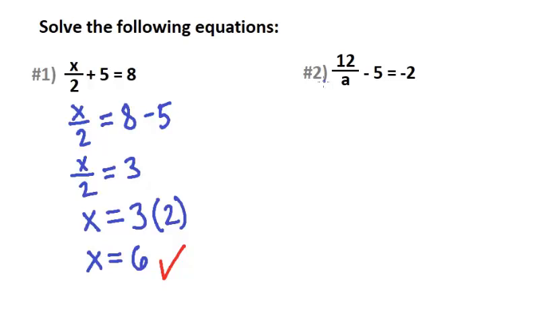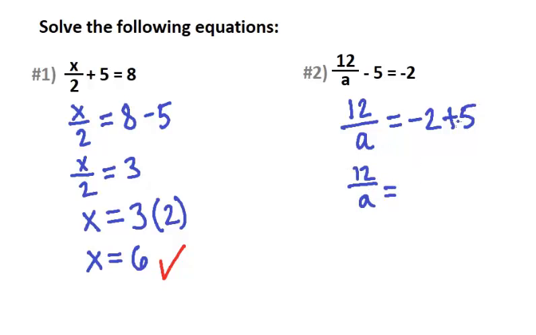Let's do the next one. Exercise number 2. 12 divided by a minus 5 equals negative 2. So same thing. Before I move stuff of this fraction, I first need to leave the fraction alone. So I'm going to move this minus 5 to the other side as a plus 5. Remember that when you move things, you change the sign, except if you pass to multiply or divide. So I have 12 divided by a equals negative 2 plus 5. Because they're different signs, you're going to subtract, and you're going to copy the sign of the greatest, which is positive because 5 is greatest. So 5 minus 2 will be 3.